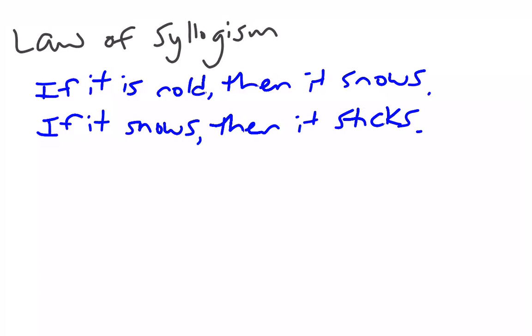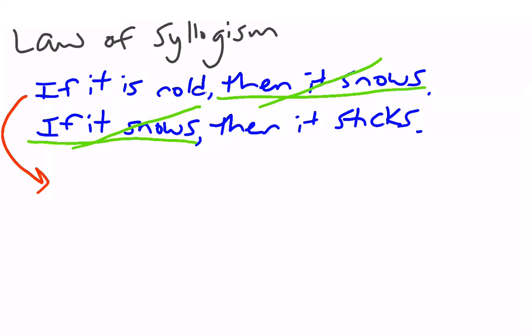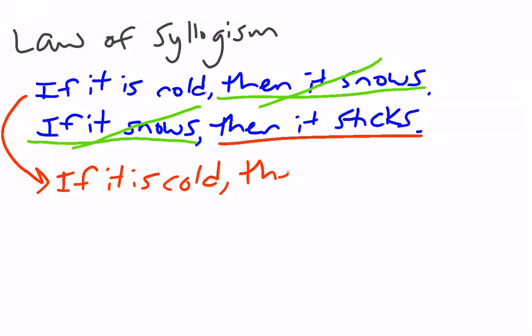If you notice, my conclusion in the first is the same as my hypothesis in the second. So what you can do is then basically loop the two together and have the hypothesis of the first, if it is cold, then, and I'm going to add snow, then the snow sticks.